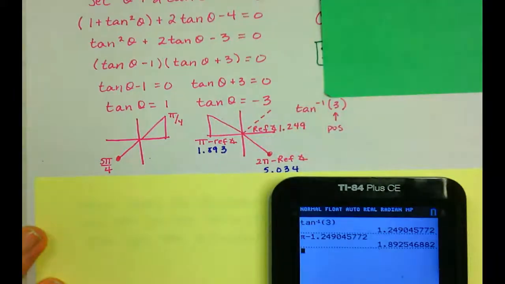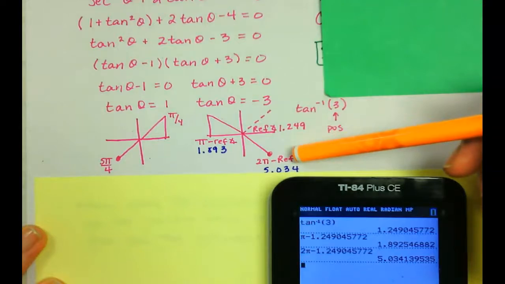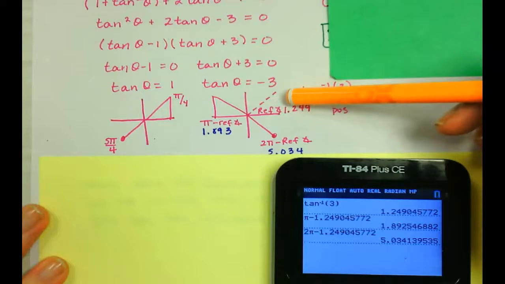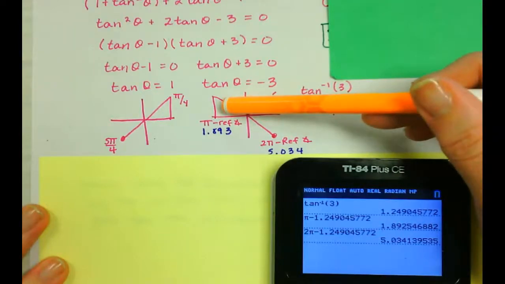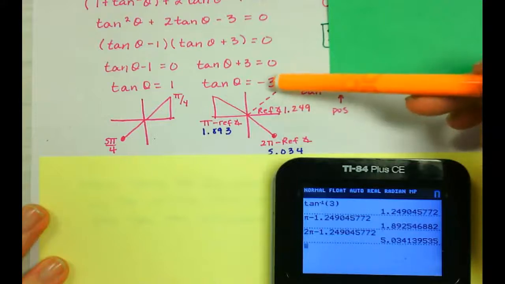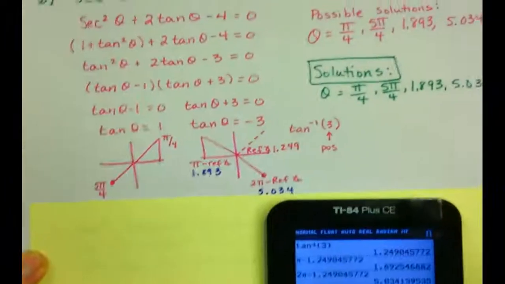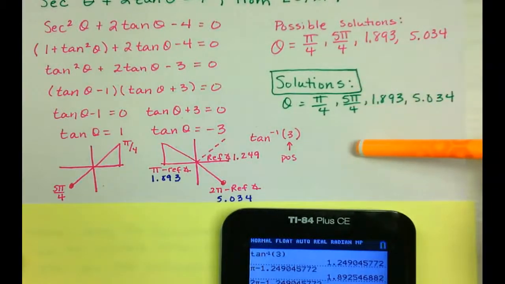Then to get this one, I'm going to do 2 pi. And I'm going to subtract and go up and grab my reference angle again. And so my answer here is going to be 5.034. So notice this is not a solution because this is the reference angle, and it wasn't asking for a reference angle. It was asking for the angles that are in quadrant 2 and quadrant 4, again, because that's where tangent is negative.